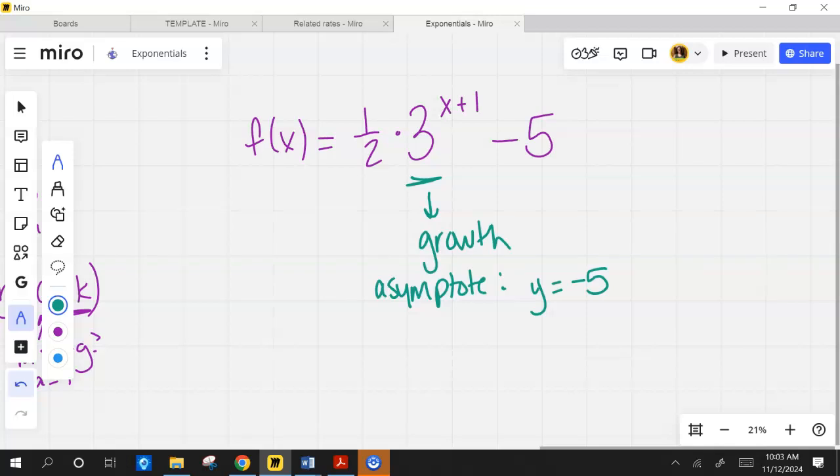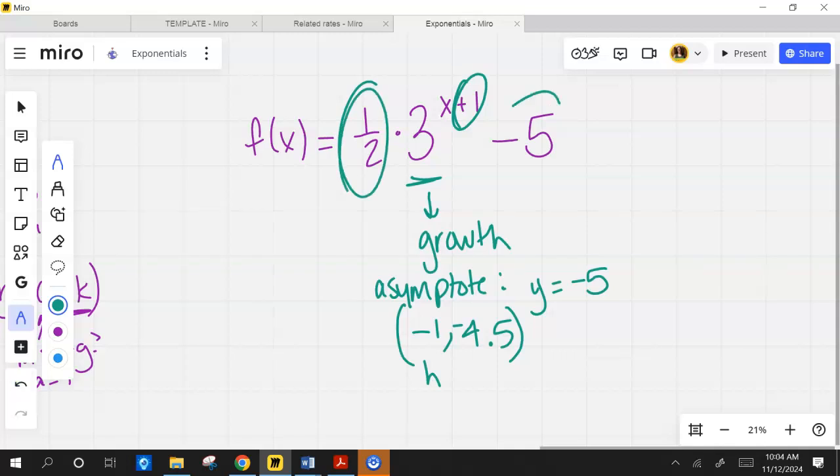Give me a point on this graph. One, -2. -4.5. H, A plus K. Oh, that's opposite.